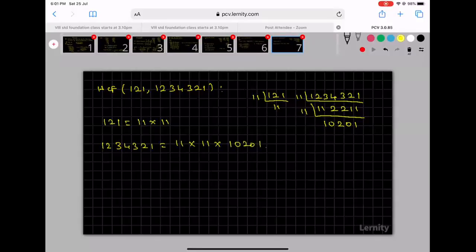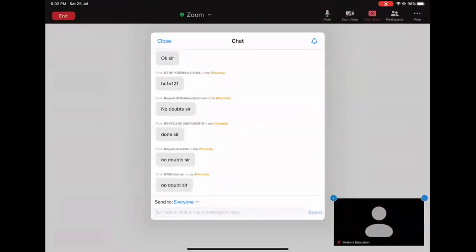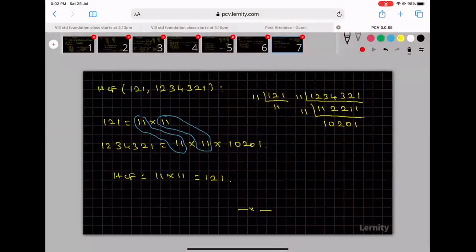Now you see which one is common? HCF is equal to the common term. You see 11 is there and another 11 is there. So the common term is 11 into 11, so HCF is equal to 121. Okay. If you have any doubt, please ask me. Otherwise, we will move to next slide. Okay. Thank you. So next slide.